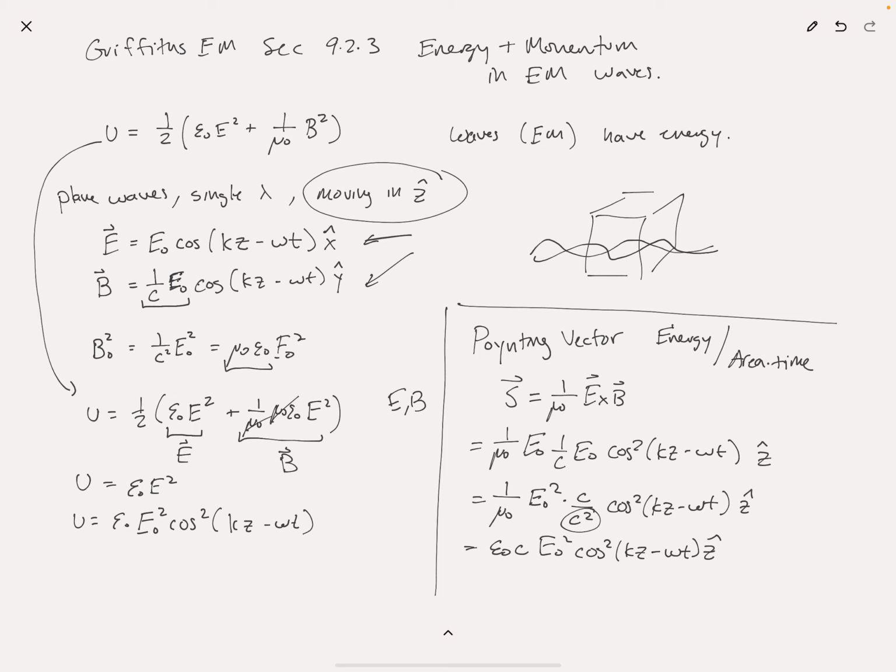Oh, that's convenient, because this piece right here looks a whole lot like the energy density, times C. So the Poynting vector says that the waves move energy in the z hat direction. It moves the energy density with some speed C times z hat. So it moves all of that energy density at the speed of the wave, in the direction of the wave. Okay, I think that makes sense.